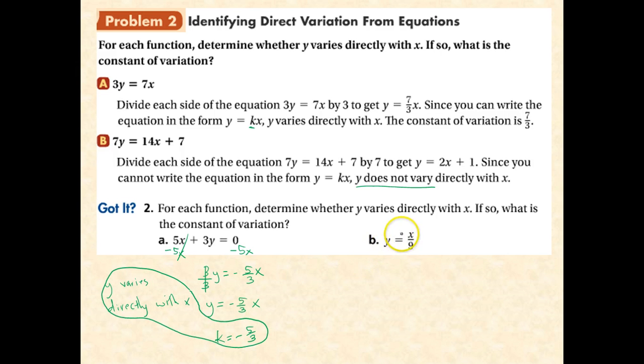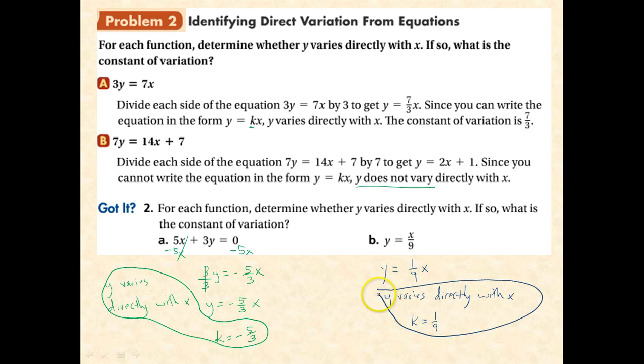Okay, how about this one? y equals x over 9. Well, that's the same thing as saying y equals 1/9 times x. So this is direct variation, and the constant of variation is 1/9.